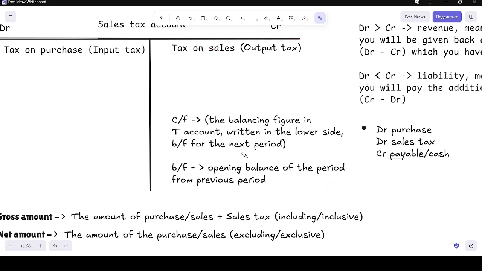Carry forward and brought forward, we have these kinds of words. What is carry forward? It is a balancing figure in the T account written on the lower side to balance the T account, and it will be brought forward for the next period. What is brought forward? Brought forward is the opening balance of the period from the previous period, right?